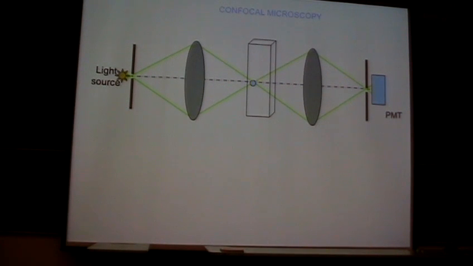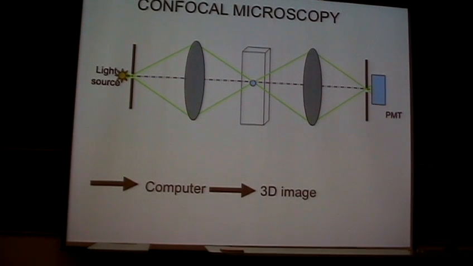So then the sample is scanned point by point, as demonstrated in here, and the information on the intensity data is stored in computer. Later on, this information is used to reconstruct a three-dimensional image.